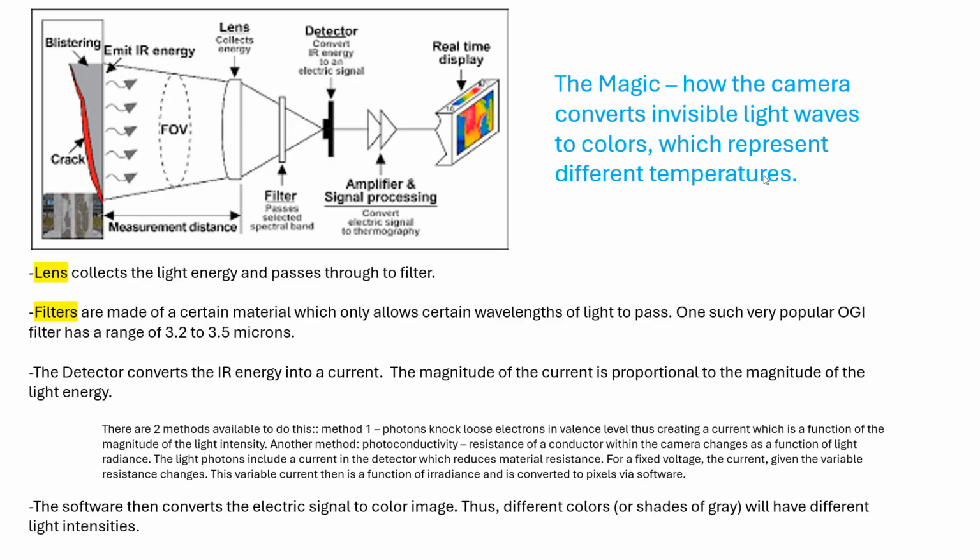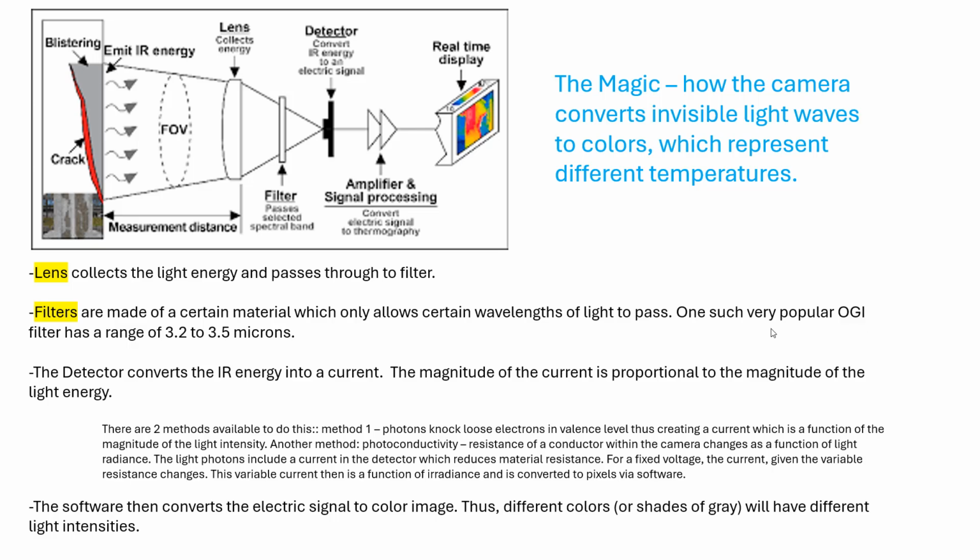So how do we get from light to colors on a screen that we can detect temperature differences for light that's not even visible? Therein lies the magic as far as I'm concerned. Here are the components of your typical OGI camera. The lens collects the energy and focuses it to the detector, but it passes this light through the filter. This is part of the magic. The filter only allows light wavelengths of 3.2 to 3.5 microns in one such very popular OGI camera.